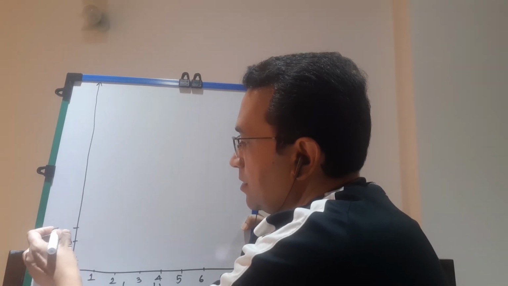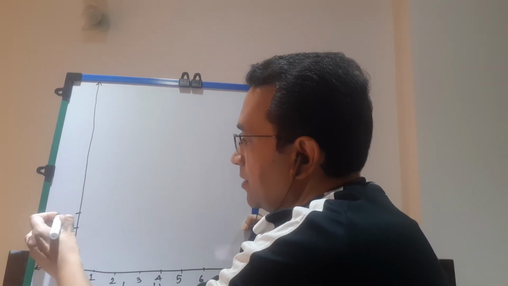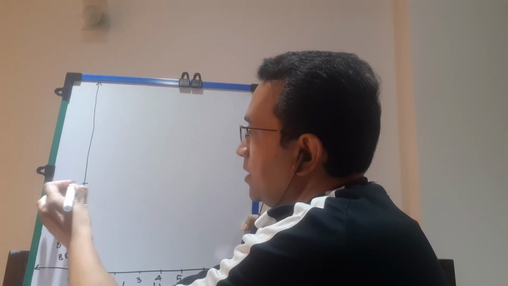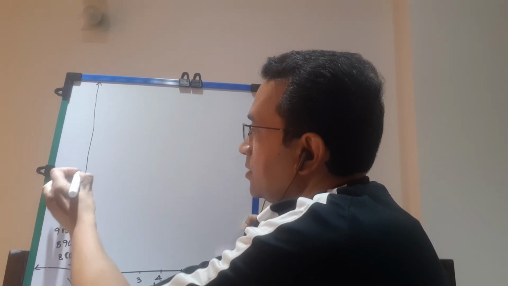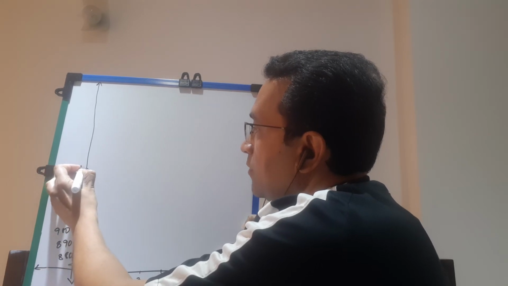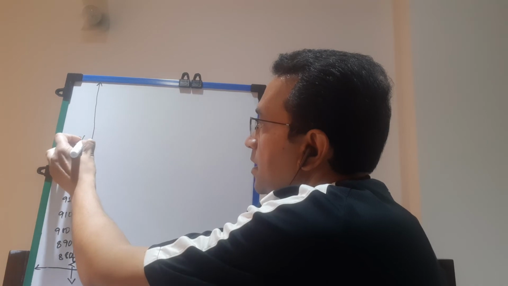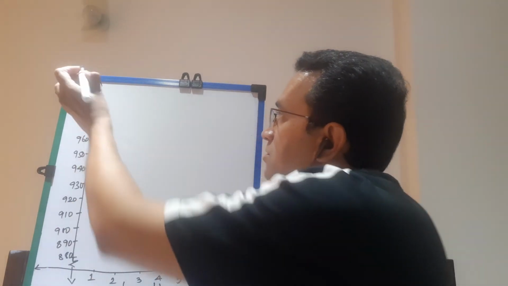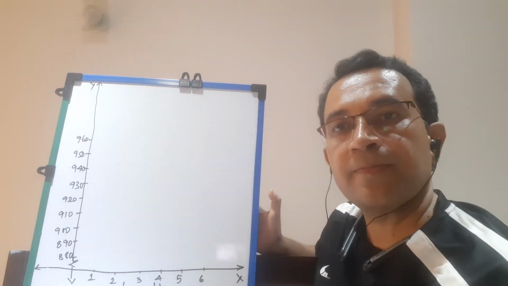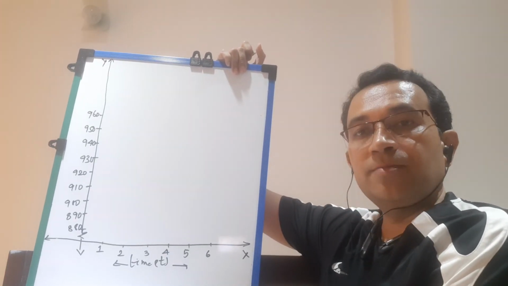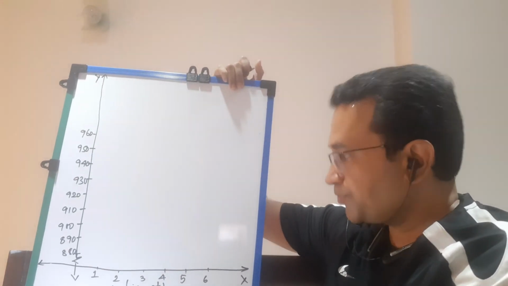890, 900, 910, 920, 930, 940, 950, and say 960. This is y-axis. So check here on x-axis we have written time, that is universal, students.